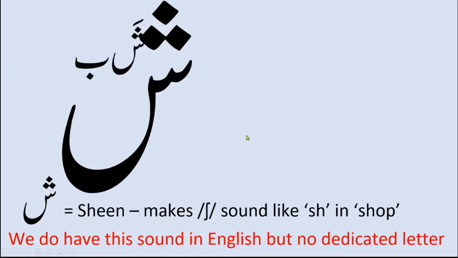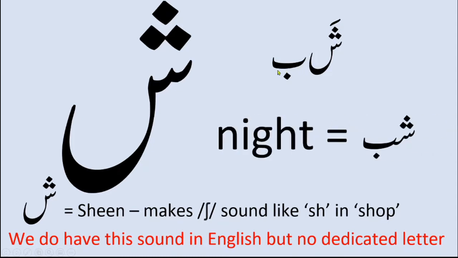Okay? Now let's see if you can read this word now. Sheen gives you the sh sound. Zabar gives you the a sound. Be gives you the b sound. So that makes shab, which means night. Shab khair is good night. Okay? Let's move on now.